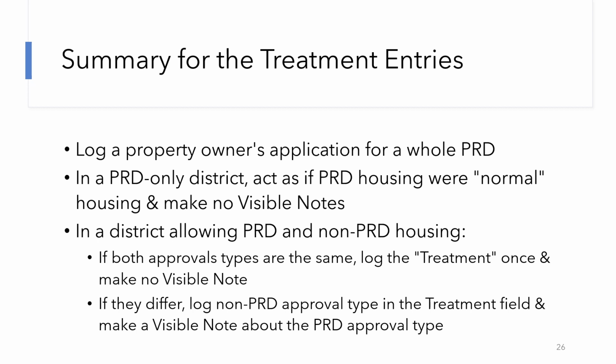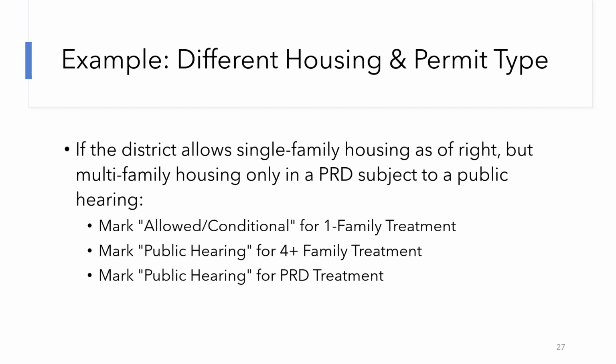If they differ, one requires a public hearing and one does not, you're going to log the non-PRD approval type in the treatment field and make a visible note about the PRD approval type so that we know that there is a difference. If a district allows single-family housing as of right, but multifamily housing only in a PRD subject to public hearing, what you're going to do is mark allowed conditional for one family, public hearing for 4+, and public hearing for PRD. This is a pretty common occurrence.